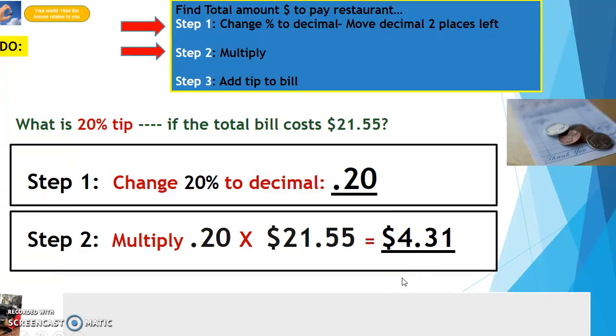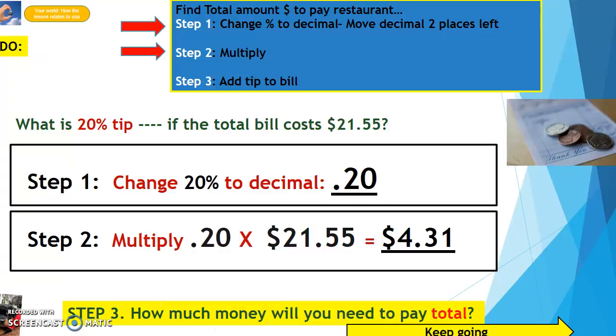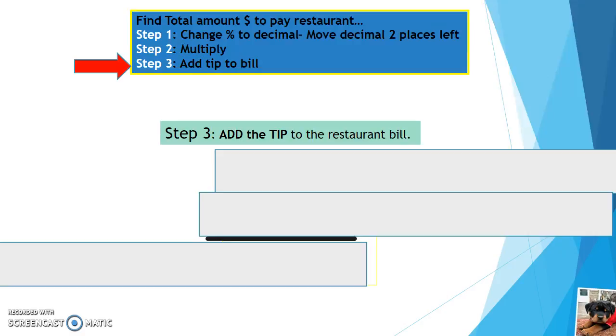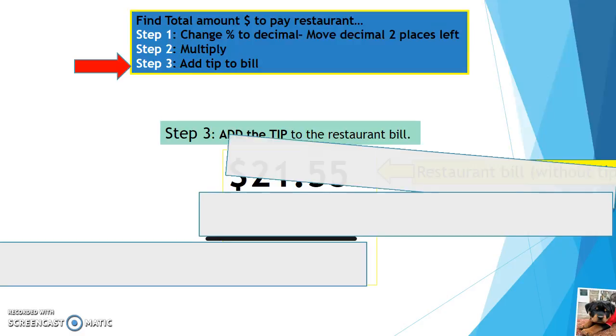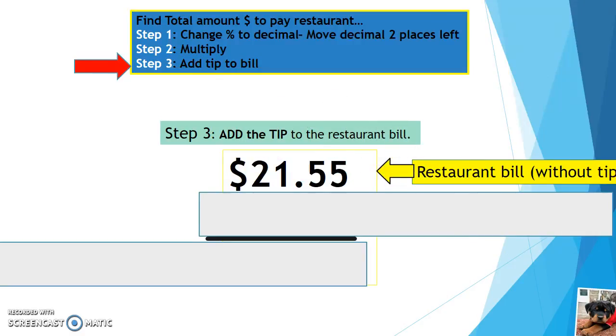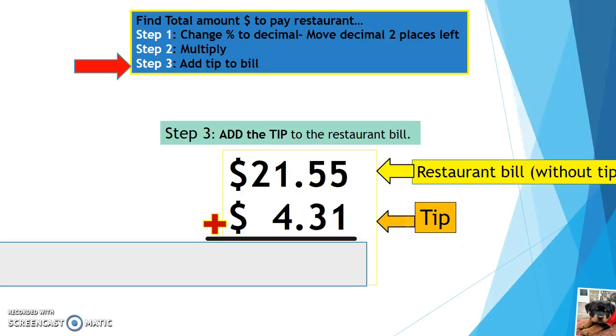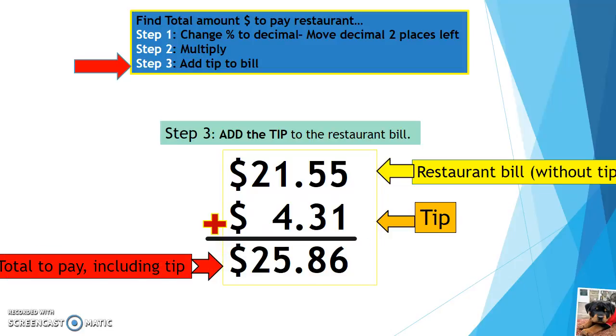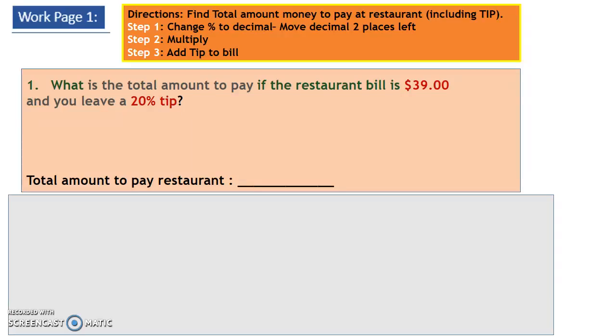Now, let's find out how much we're leaving the restaurant total. Next page will tell us. We're going to add that tip to the restaurant bill. The restaurant bill started off as $21.55. We just calculated a tip of $4.31. Add that together, and now we're leaving the restaurant with money. We're leaving $25.86 to pay for the bill and the tip money, 20% that is.